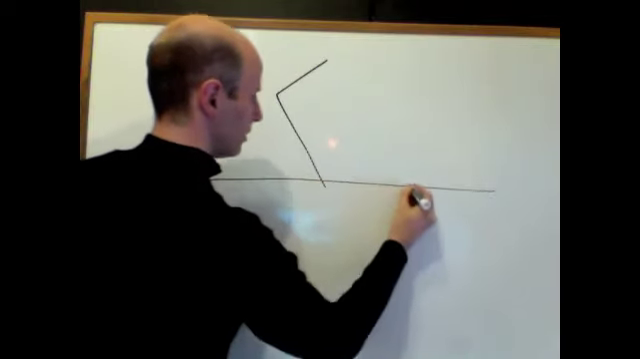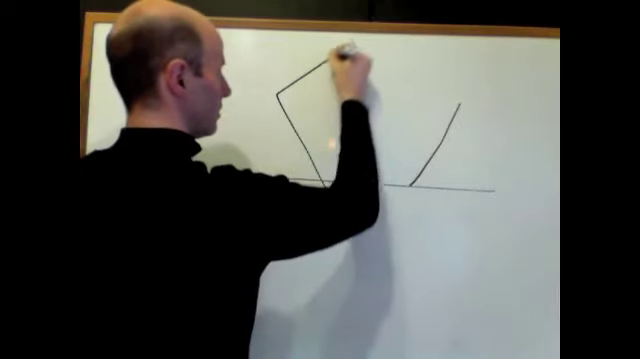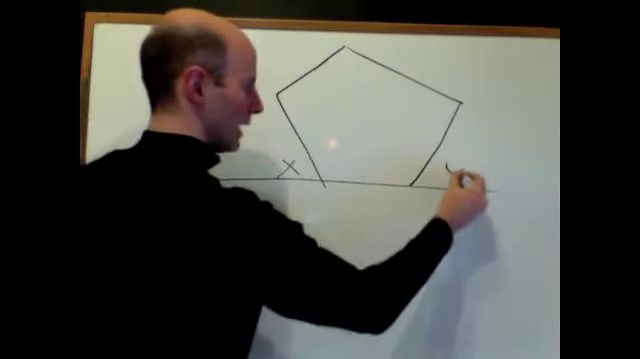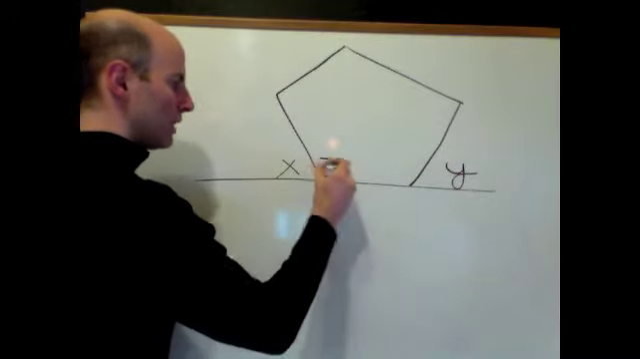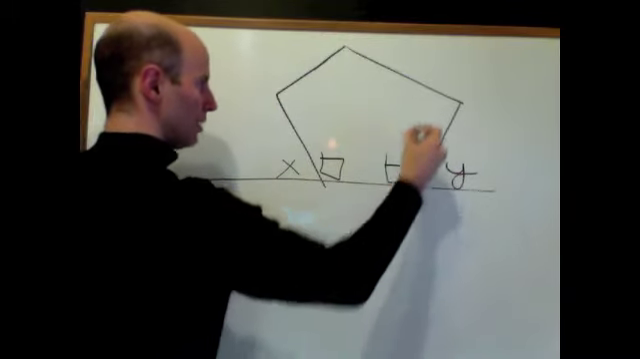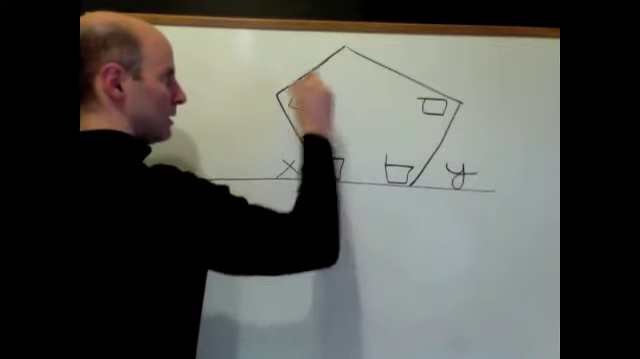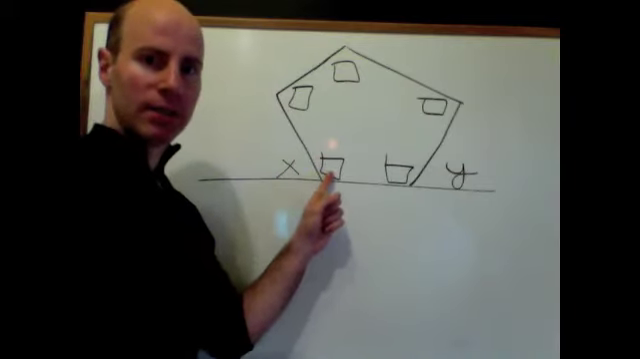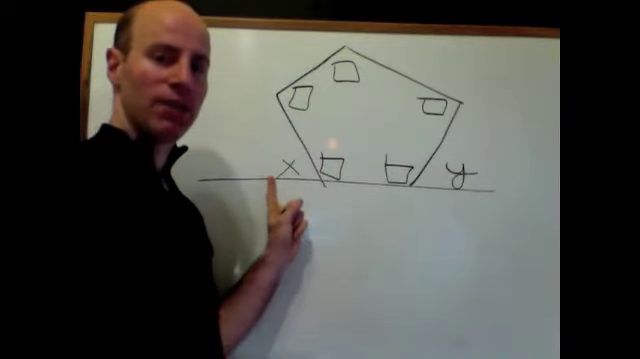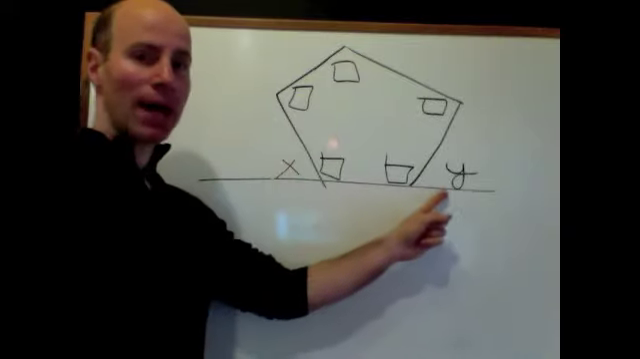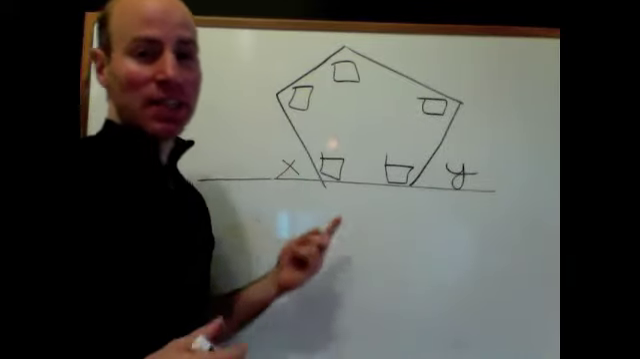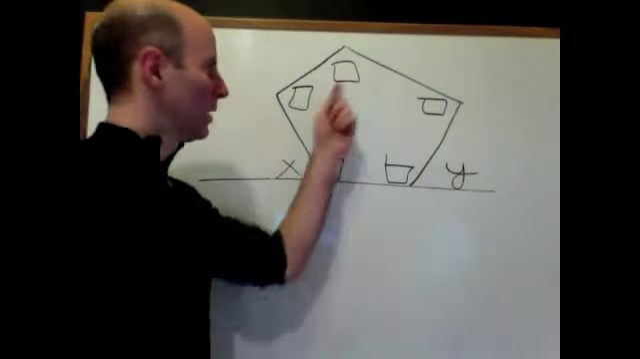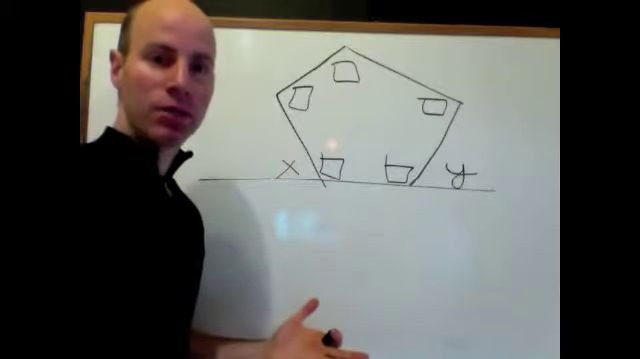We have a five-sided regular polygon, and we're asked to find out what x and y are. Now, I know that these angles are all the same. And if I knew what each box is, I could use that rule of supplementary angles to find out what x is, and vice versa for y. So at least I could use the second rule. But I've got to figure out what each one of these boxes is.